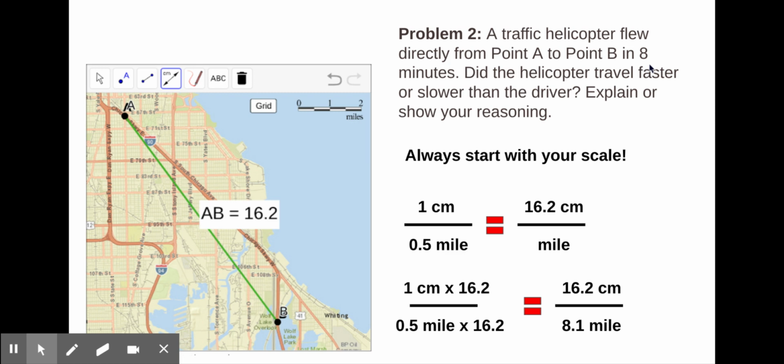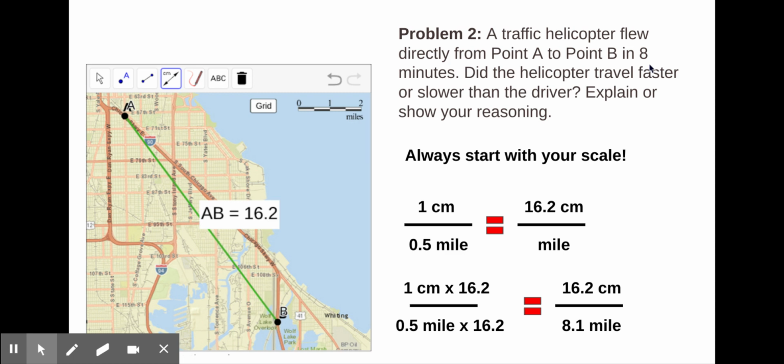And so when I did the little thing on the applet here, it came out to 16.2 centimeters for a distance. Now, again, we got to figure out how many miles that is. And so that's the first thing that happens here in the first part of it. So always start with the scale. Okay, so we now know it's going to be 8.1 miles.